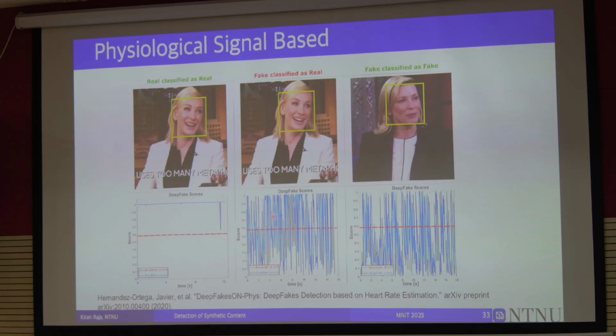So what they're basically trying to do is estimate the heart rate. For a natural person, the heart rate will follow a certain trend, and if it is synthetically generated content, the trends would be very, very different. They would not follow the natural physical laws.